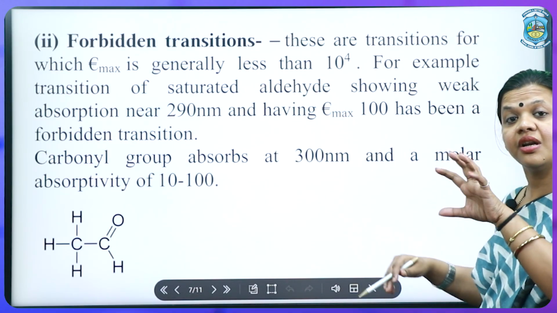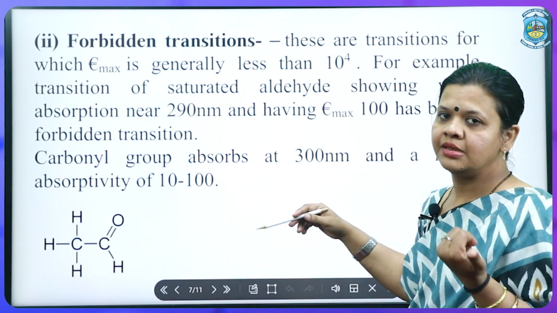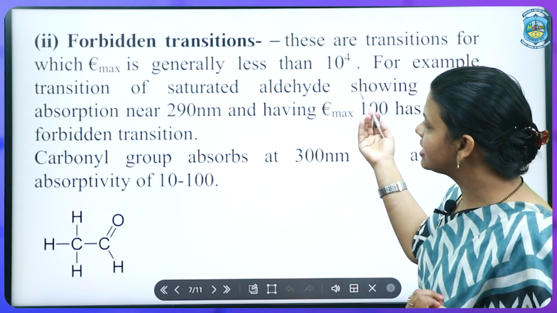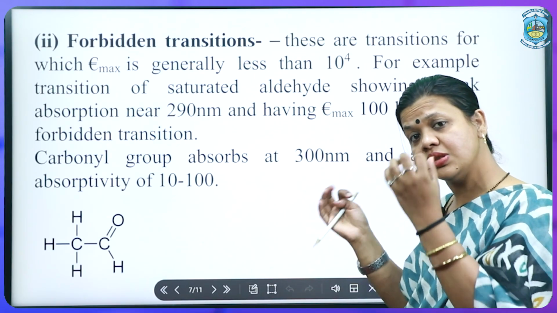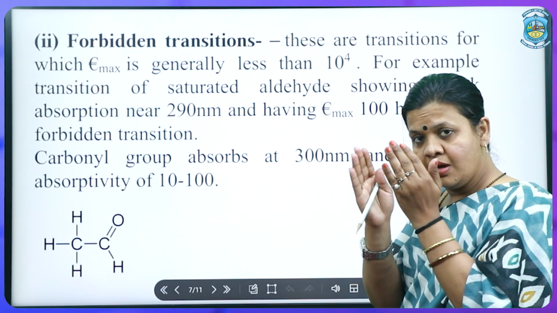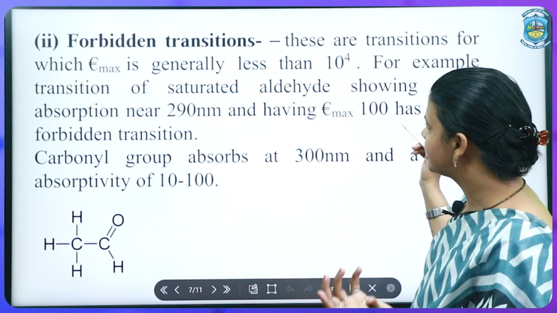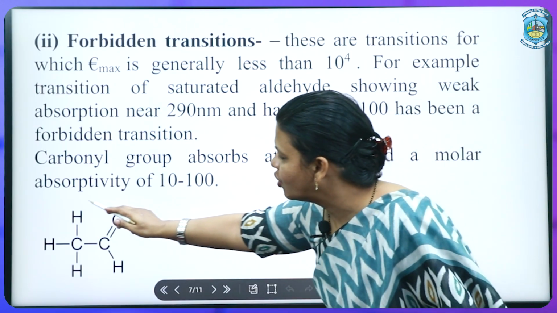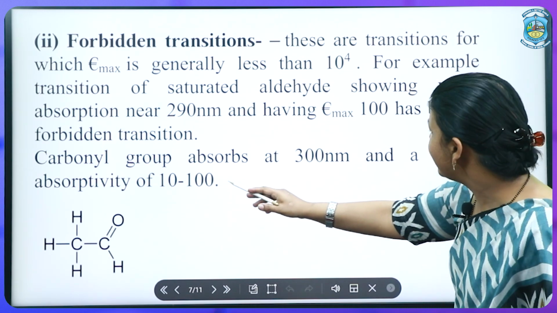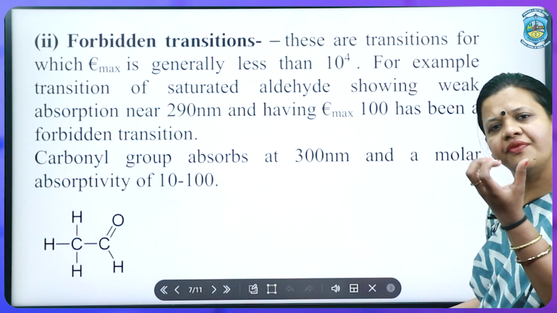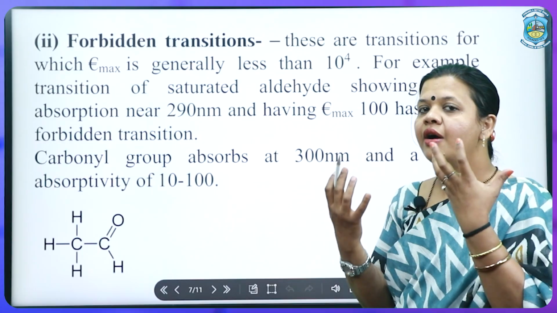So all those transitions which are forbidden transitions have their value of epsilon lesser than 10,000, and all such saturated aldehydes show absorption; the molecules will absorb in the UV visible region, but the transition will not occur. For example, a simple aldehyde like formaldehyde, which I have shown over here, has a molar extinction coefficient value of less than 100, 10 to 100. It is a very small value, which means it does not show much absorption, and therefore it does not cause a probable allowed transition.